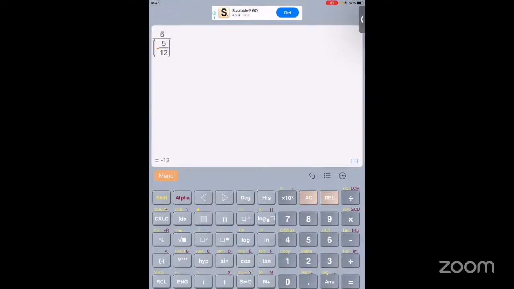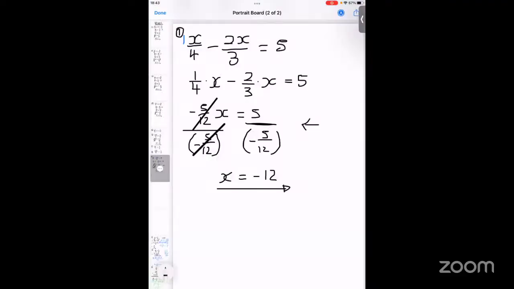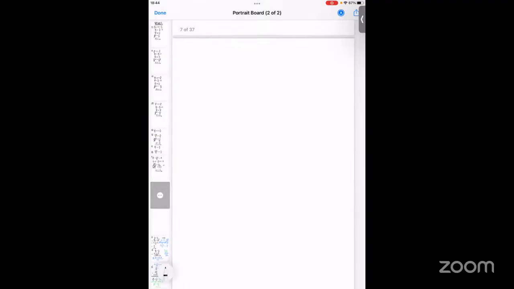Yes, sir. Yes, that's how you work it out. So try to punch it and let me know what it gives you. Sir, I got negative 12. Yes, it gives negative 12. Okay, then it's fine.